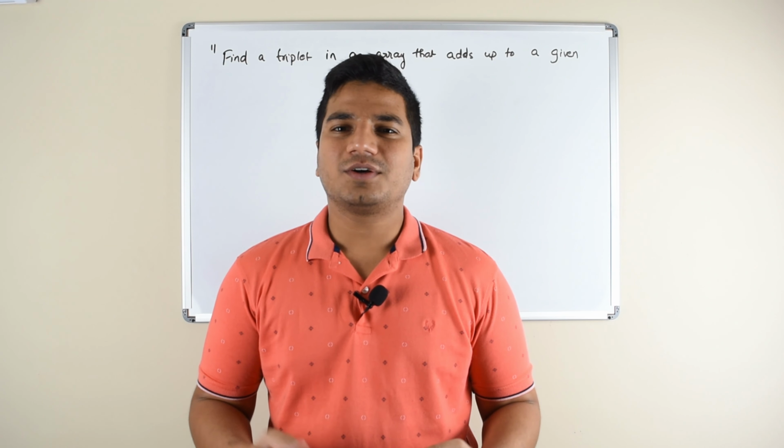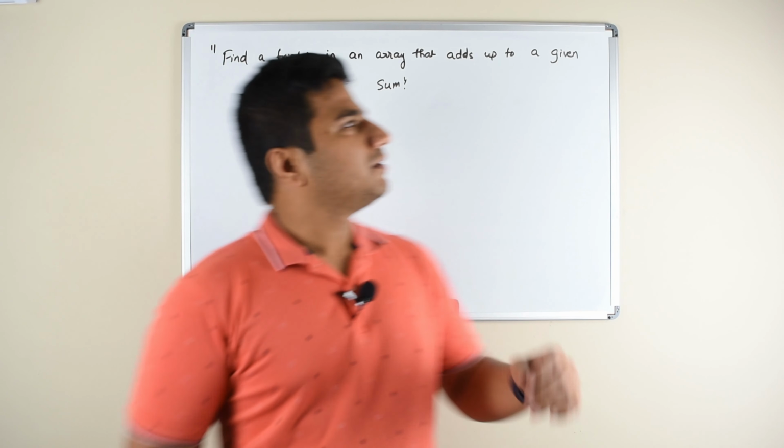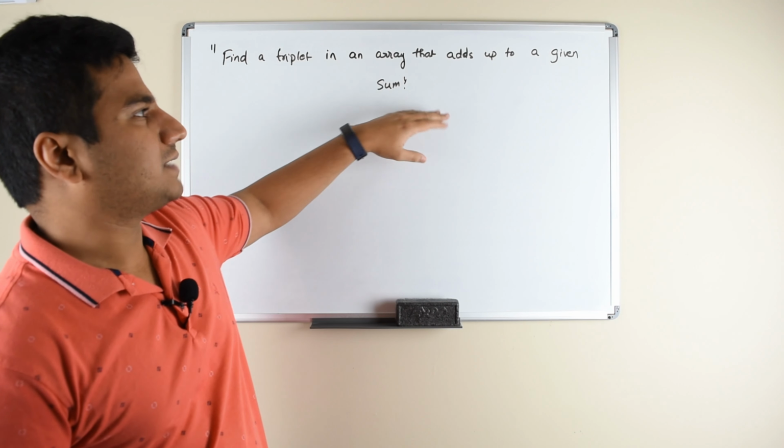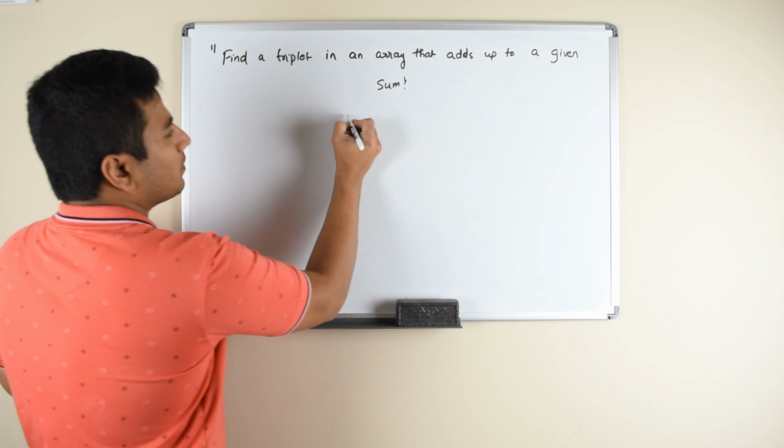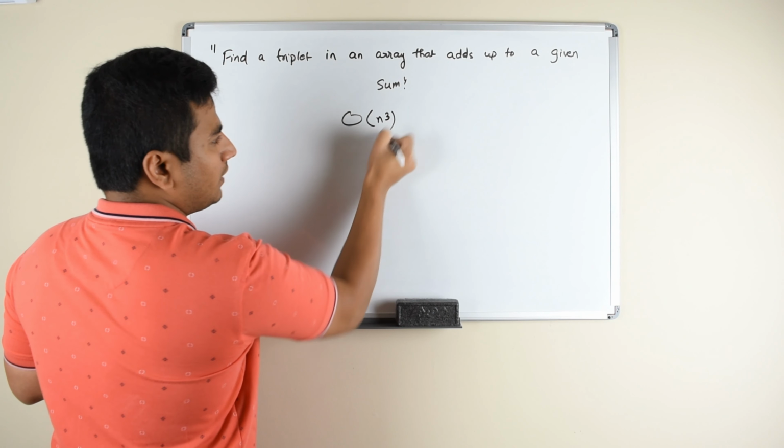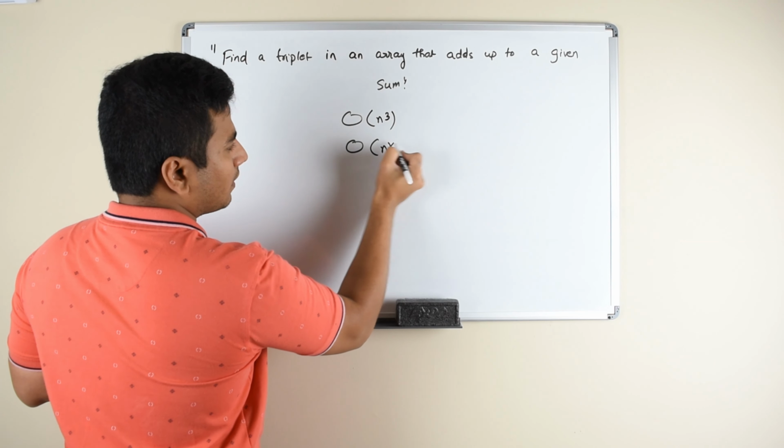In the last couple of videos, we looked at solving the problem: find a triplet in an array that adds up to a given sum. And we looked at the solutions with the time complexities of O(n^3) and O(n^2 log n).